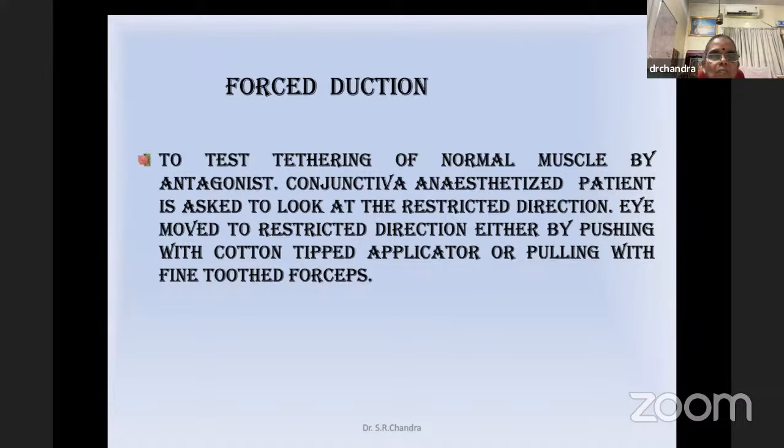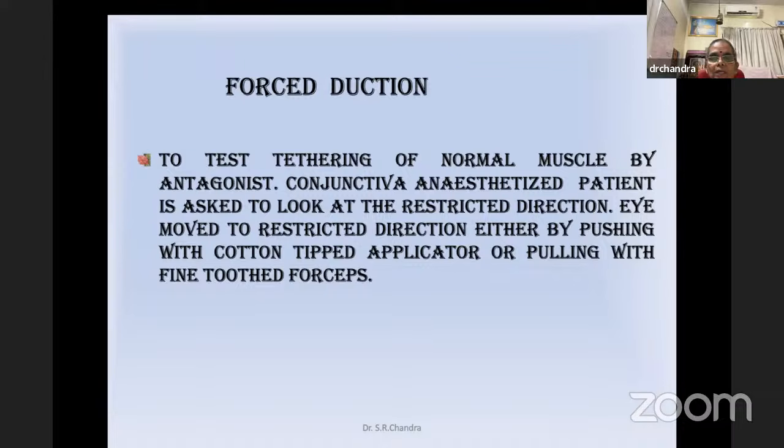And what is this forced duction test for tethering? This is no more done. In the olden days, when advanced investigations were not there, supposing there is a tumor producing tethering of the eyeball, or a paralyzed eyeball, tonelessly jutting out, producing a proptosis.